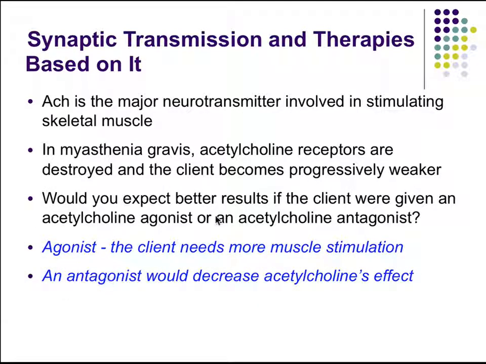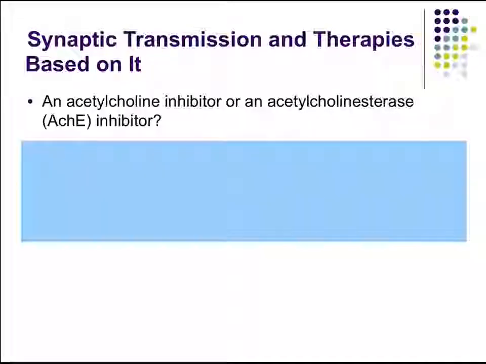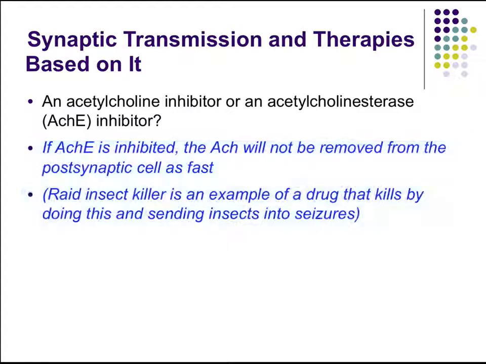So yes, you're getting rid of receptors, but by giving an acetylcholine agonist, what you're trying to do is activate the few receptors that are still available. If you give an antagonist, that would even further decrease the effect of acetylcholine, so that would not be the wise choice. What about an acetylcholine esterase inhibitor? And remember, acetylcholine esterase is the enzyme that breaks down acetylcholine. So if we inhibit that guy, then we're going to break down less acetylcholine, so more acetylcholine will be around. So we want to give an acetylcholine esterase inhibitor.